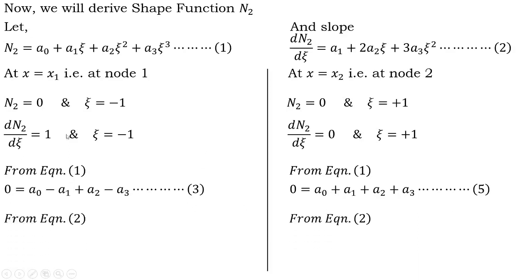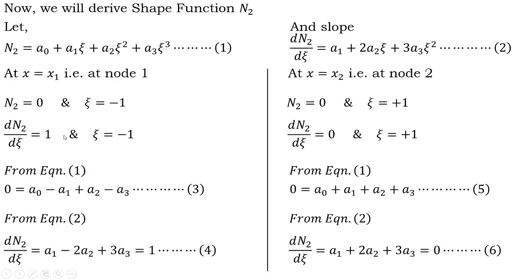Similarly I need to put the values of slope in the slope equation, that is equation number 2. When I substitute, this is associated with zeta, therefore I'll get a negative sign, and this is associated with zeta square, therefore I'll get a positive sign. But here dn2 divided by d zeta has a value 1, so that will be equal to 1. Similarly at node number 2 the value of dn2 divided by d zeta is equal to 0, substituting zeta plus 1, so all constants are associated with plus. Now we'll apply the same procedure to solve the equations to get the four unknowns.